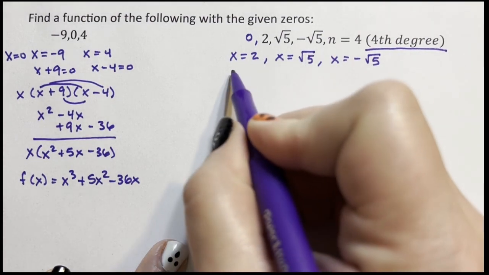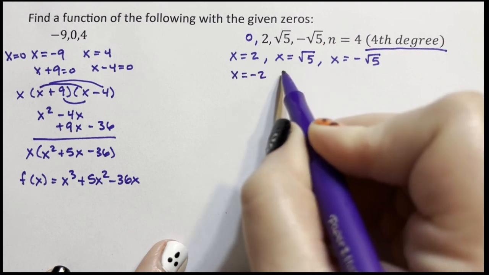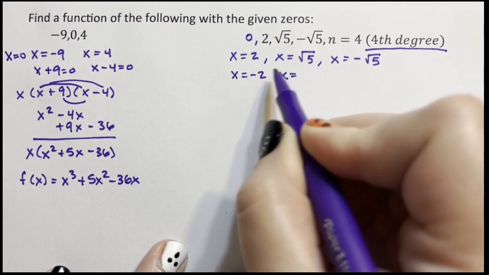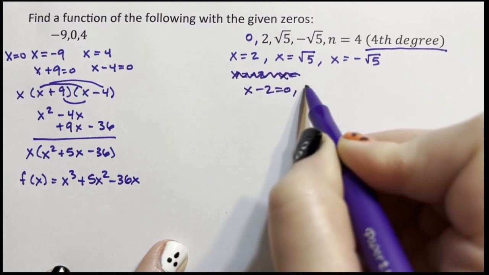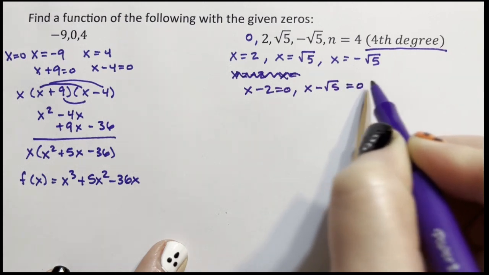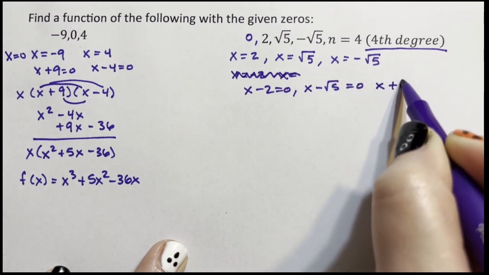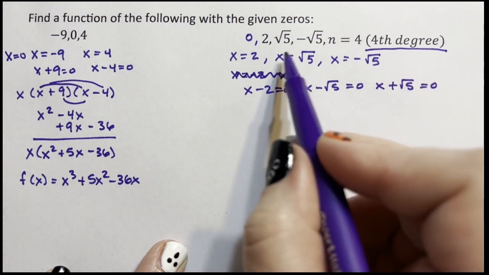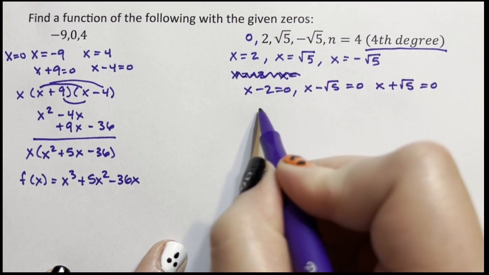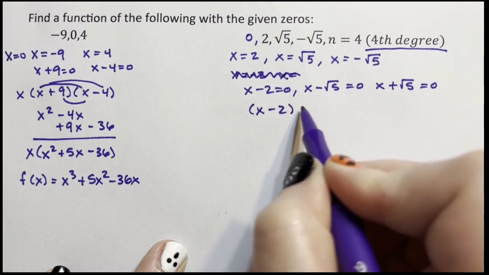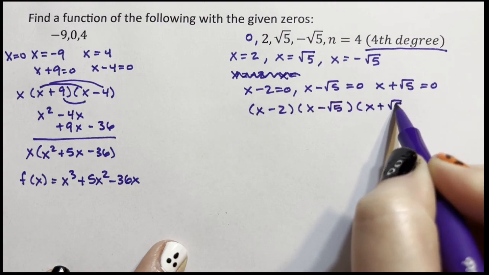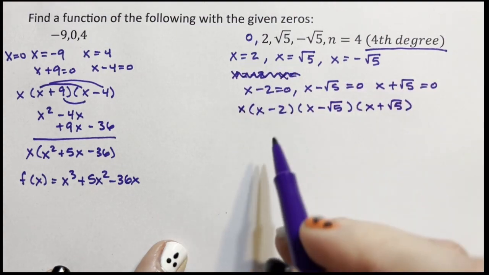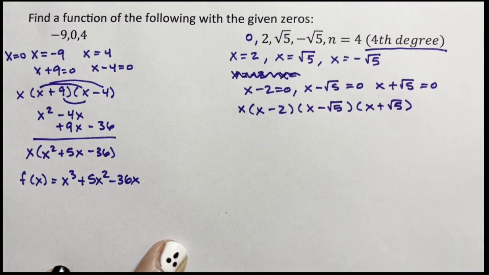So we have x equaling 2 when we bring this over, x minus 2 equaling 0, x minus the square root of 5 equaling 0, and x plus the square root of 5 equaling 0. So we just wanted to bring each of these over so that we would have x minus 2, x minus the square root of 5, and x plus the square root of 5. And if we want, we can bring this extra x down so that we have 1, 2, 3, 4 x's, and then the fourth degree is just taken care of right away.